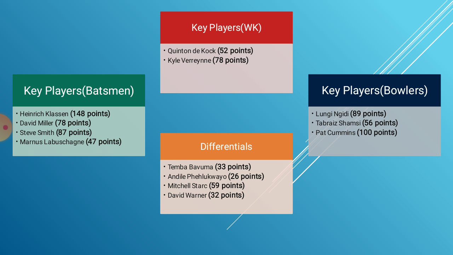Now we have also listed out some key differential players. Now these players might not be part of the majority of the fantasy teams, but if they click, they would definitely give your team an edge to win most of the leagues. As you can see, we have listed out Temba Bavuma, Stark and Warner. We have also listed out the points that have been gained by the players in the first ODI. So that can also be a considering factor when finalizing your team.